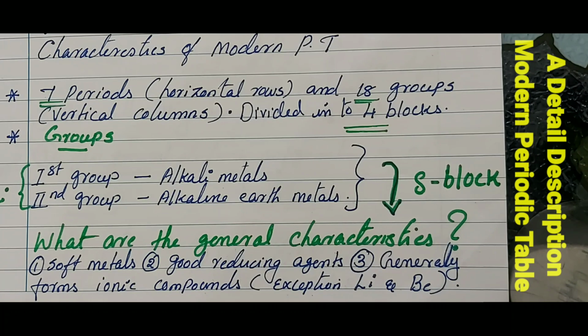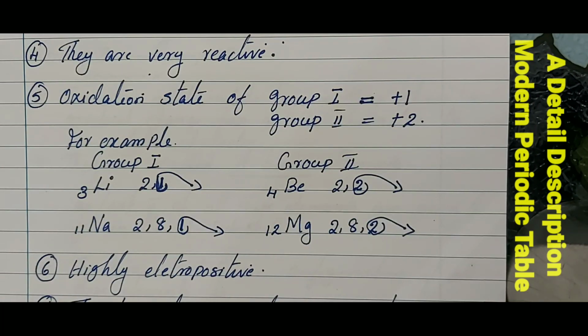Third point, they generally form ionic compounds, but exceptions are there. Lithium and beryllium, these two are the first members of each group. They normally form covalent compounds. The fourth point is these metals are highly reactive. You cannot see these elements in their free state in nature. Always they will be in combined form.